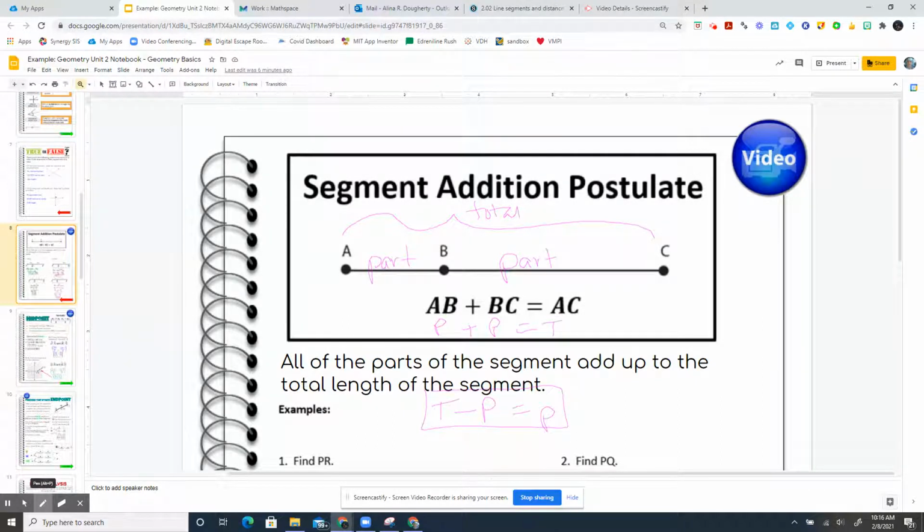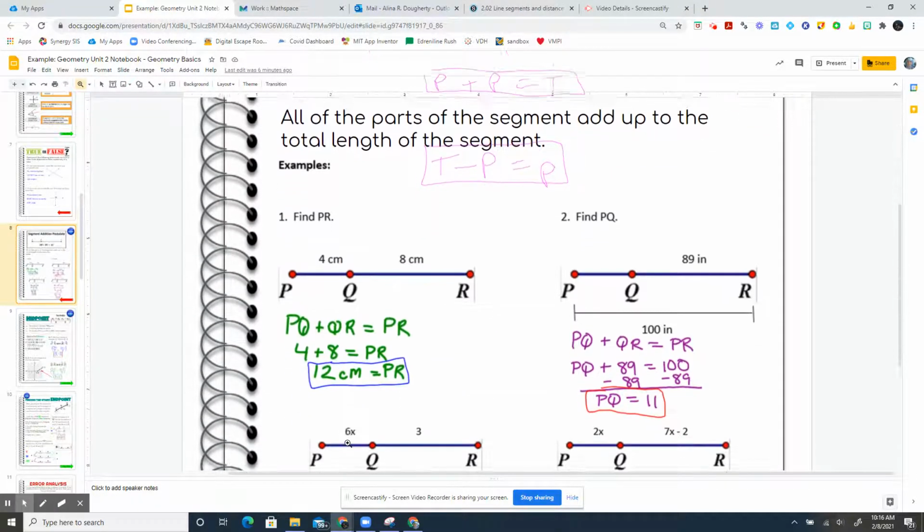So in your notebook, I want you to draw the line segment ABC with B somewhere in the middle, but not exactly in the middle. And then label AB as a part and BC as a part and AC as the total. So the part AB plus the other part BC equals the total AC. It kind of makes sense. It's not really that difficult, but it is just kind of a different way to look at it when we start building our equations here.